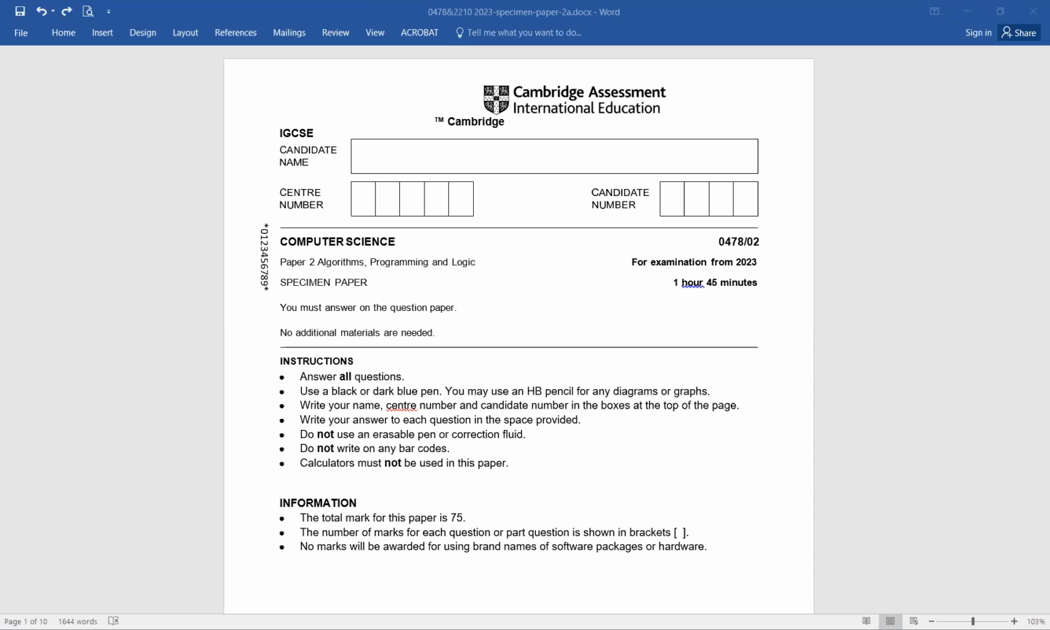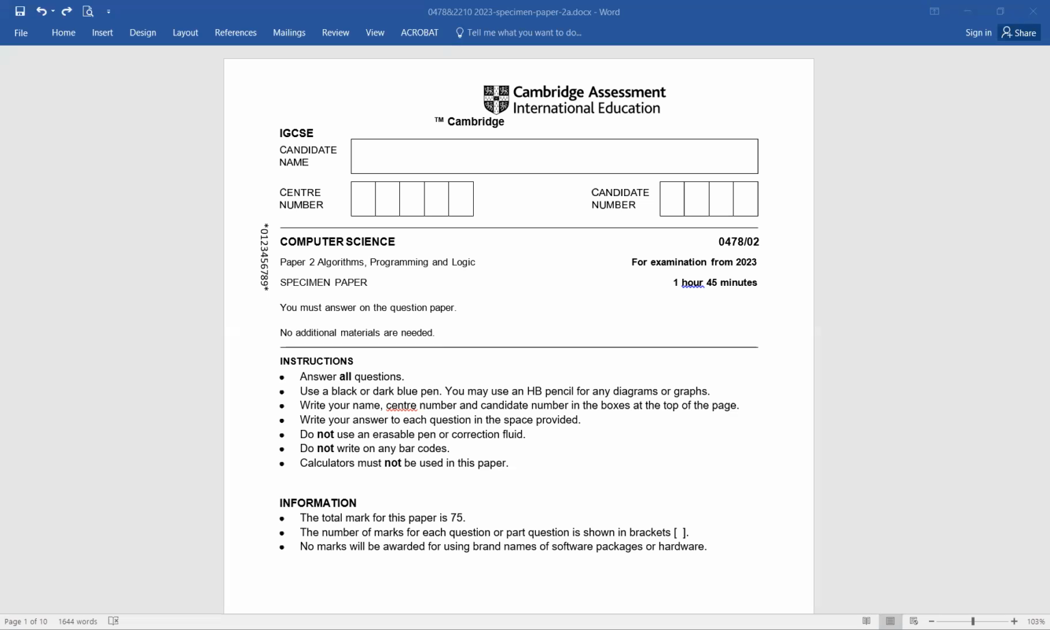Okay, children, hope that you all are well. Today I am going to help you in preparing for your paper 2, which is a major concern for many students. After today's discussion, I hope that you will be quite confident with how to attempt the paper. Very first thing is, it's basically paper 2, which is algorithm, programming and logic.